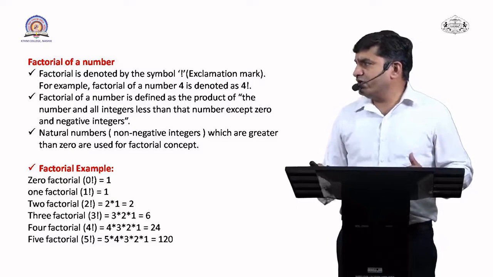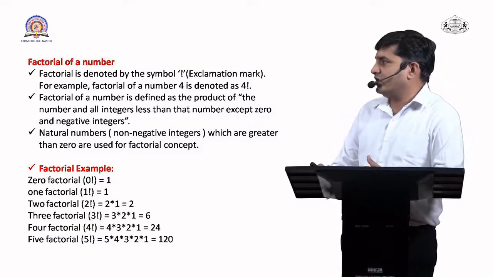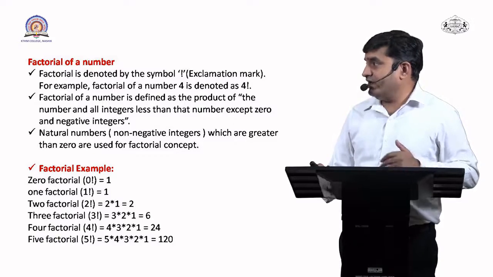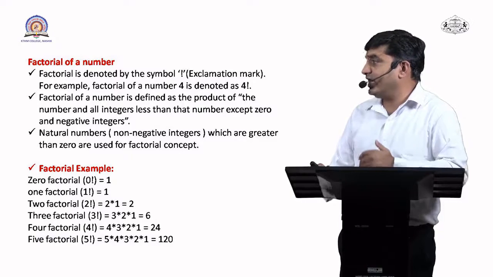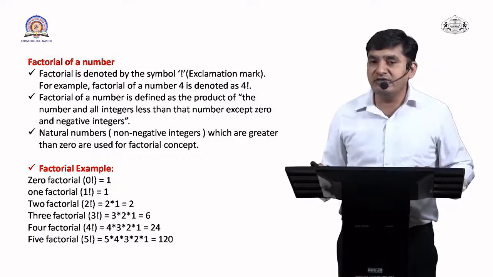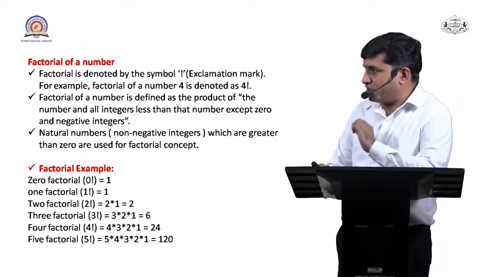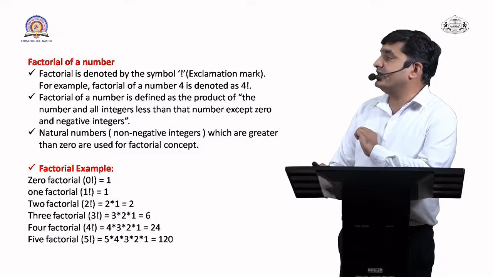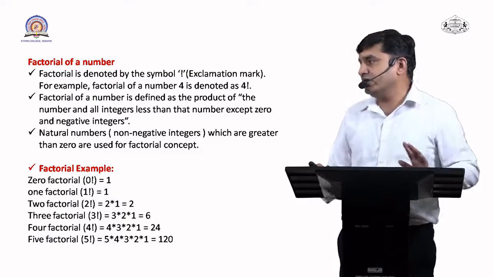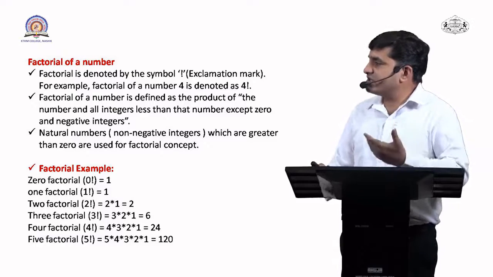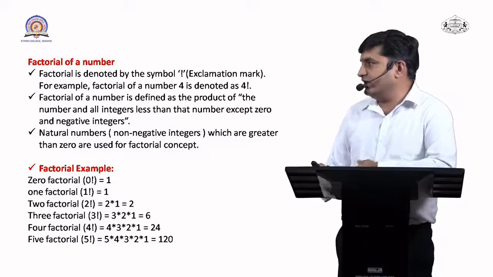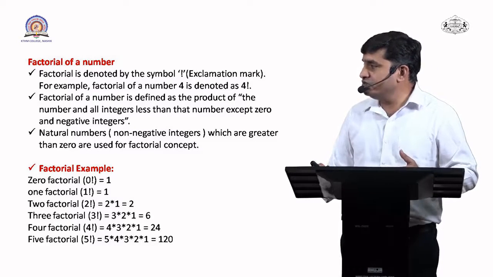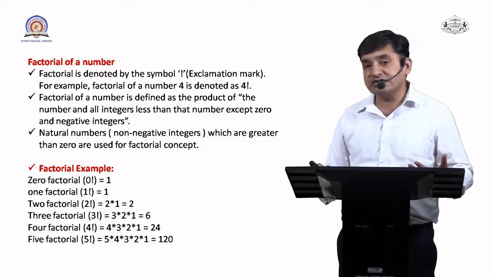The factorial of a number is defined as the product of the number and all integers less than that number, except 0 and negative integers. So it is the product of the number and all integers less than that number, except 0 and negative integers. The natural numbers, that is non-negative integers, which are greater than 0, are used for the factorial concept.